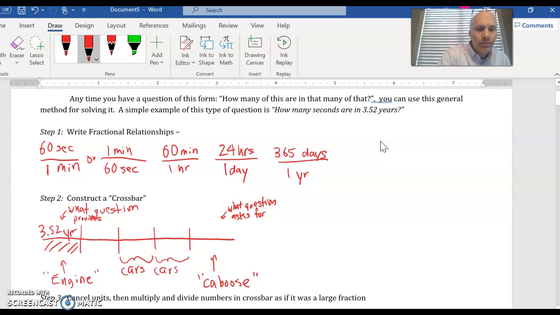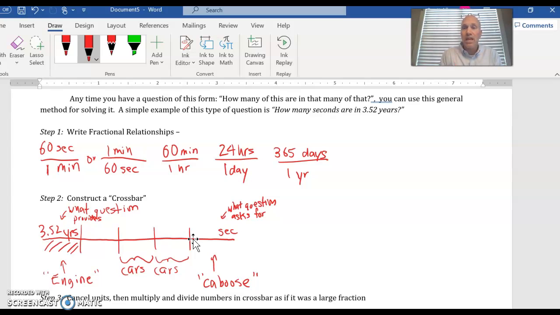3.52 years. Okay. And what's it asking for? It's asking for seconds. So I'm just going to write that, the seconds right there at the end. We're going to insert a number in front of that, but that's the general format. So here are the rules for how you're going to set things up.